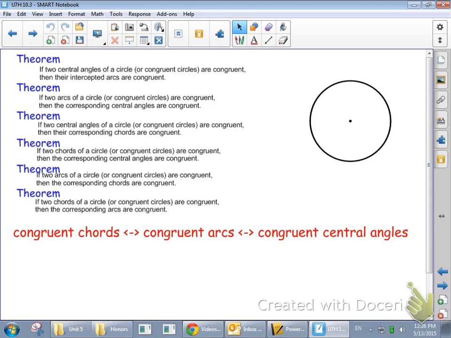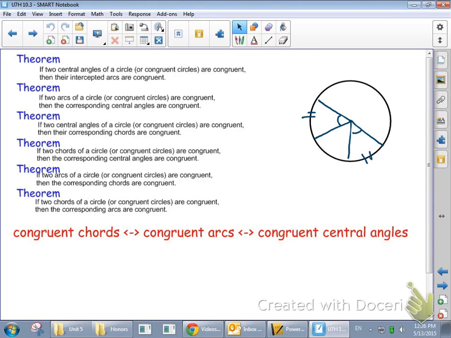Okay, moving on to the next. I've got a whole bunch of theorems. Now you don't have to write them down. I'm just going to read through them and try to describe what they're talking about. If we have two central angles of a circle, or congruent circles, and we know that those are congruent, so let's draw in two central angles. I'll draw it here and here, and let's just say those two central angles are congruent. Then I know that their intercepted arcs are congruent. That means this part here is congruent to this part here. Those two arcs have to be congruent.